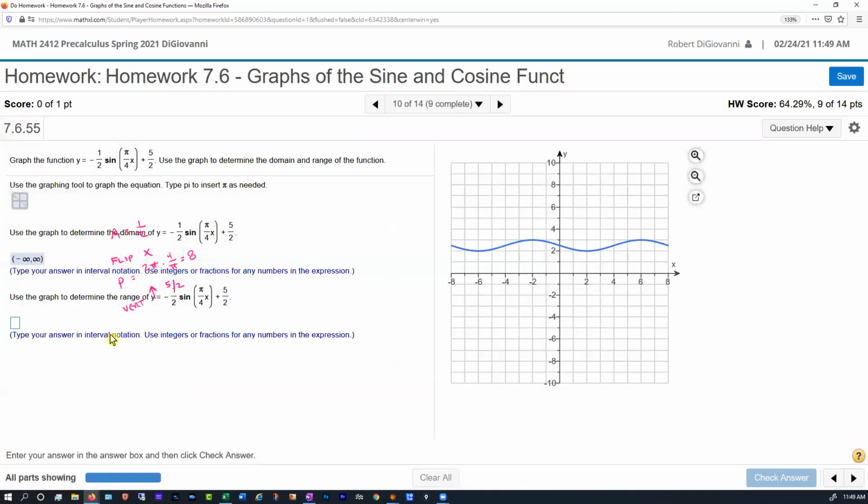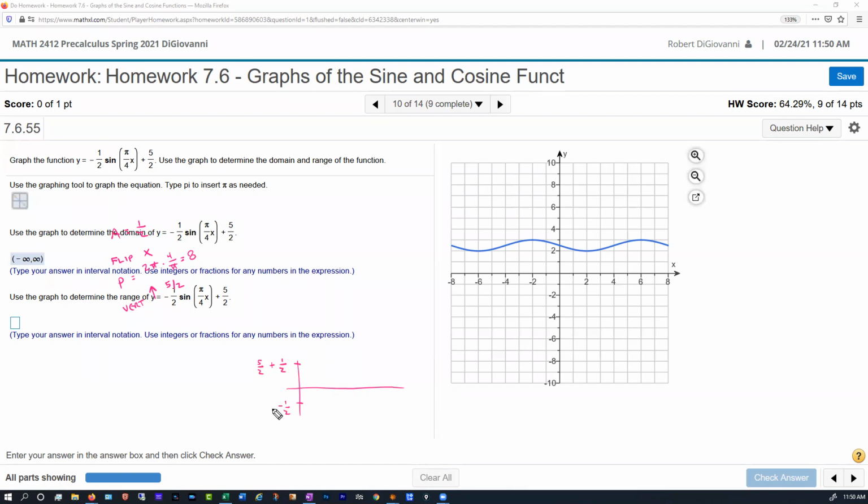But on the range, here's what we need to do. We need to remember that originally the amplitude was 1/2. So originally, before we moved anything around, it went from -1/2 to 1/2. That's what the amplitude was, but we move the whole thing up 5/2. So what we need to do is take those two numbers and add 5/2 to them.